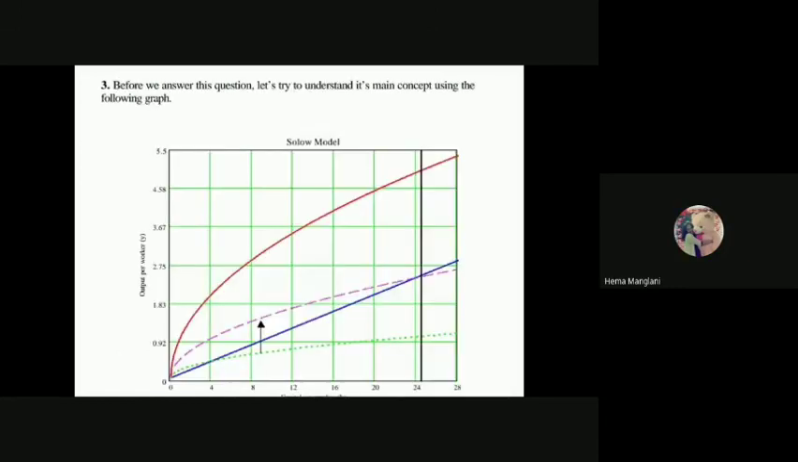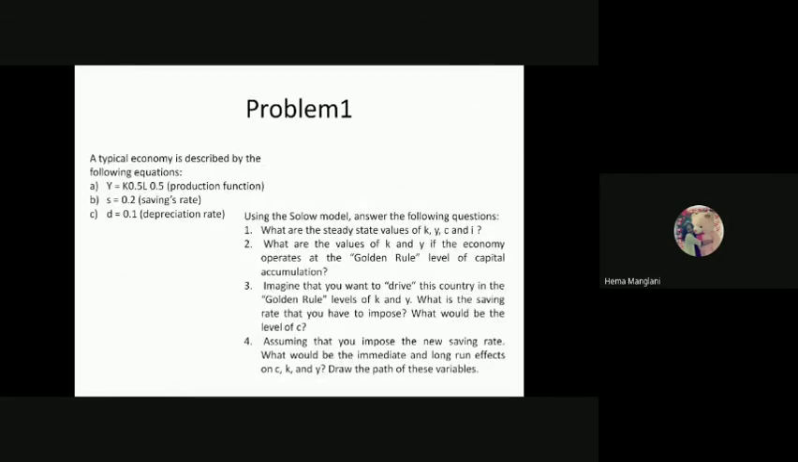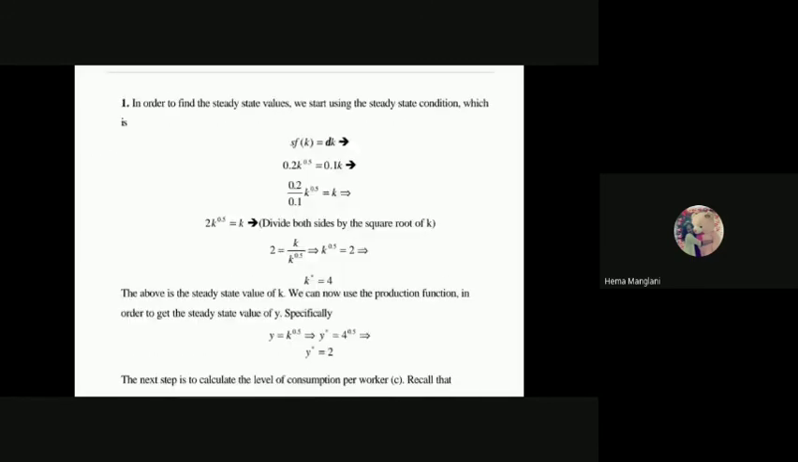Very good. Okay, so now let's discuss the fourth one. Assuming that you impose the new saving rate, what would be the immediate and long run effects on C, K, and Y? Draw the path of these variables. You can draw the path, because we all know C is rising, K is rising, Y is also rising, everything is rising. That is the long run effect. That is the same transition form we have already studied. So you impose a new saving rate, and the long run effects we can discover now.